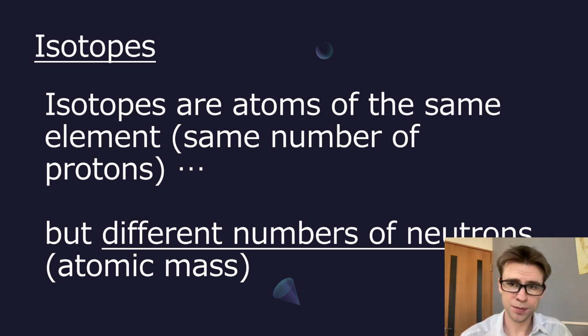So remember, it must be true that anything that has the same number of protons, the same atomic number, must be a particular element. But we can change the number of neutrons and change an element's atomic mass, still keep it the same element, but give it a couple different properties by nature of its changed mass.